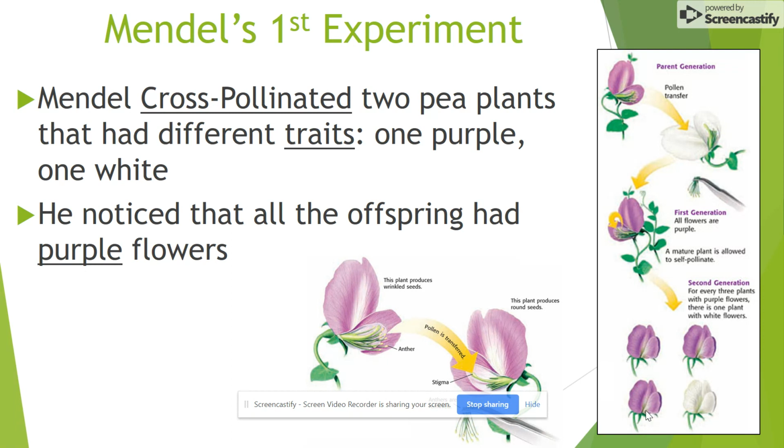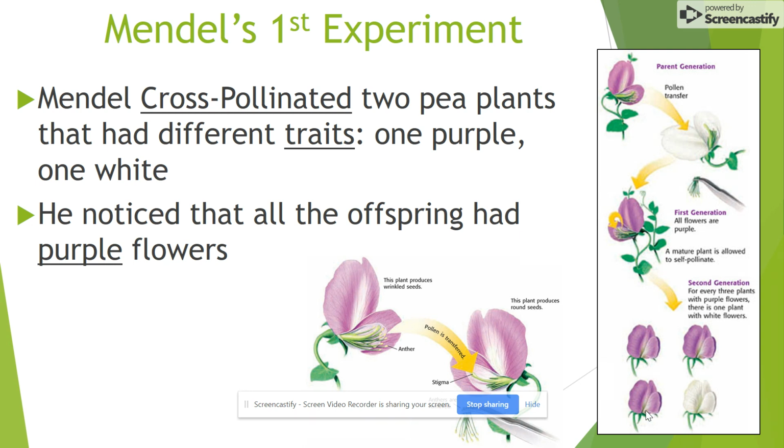Self-pollination, on the other hand, is where a plant has both the male and female reproductive organs, and it's able to pollinate itself. Therefore, we can expect that the offspring will be a genetic clone of the parent plant.